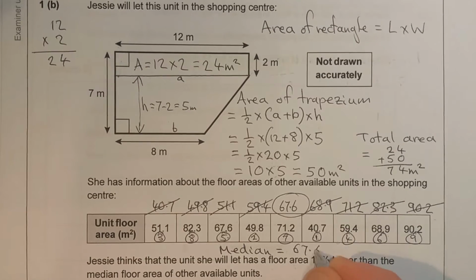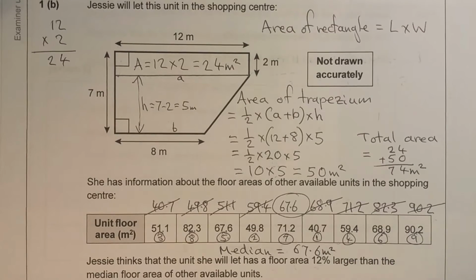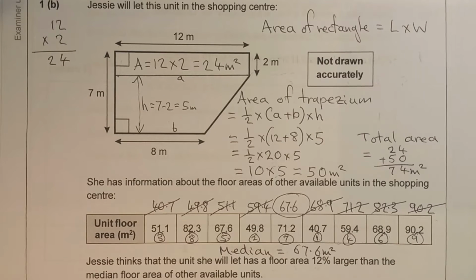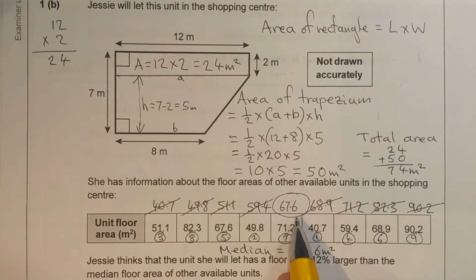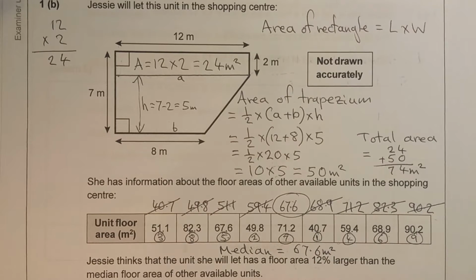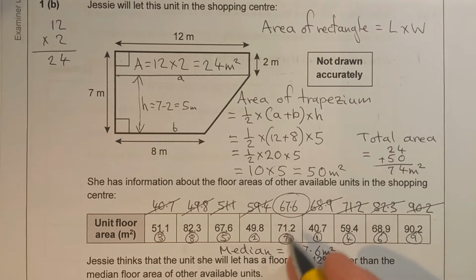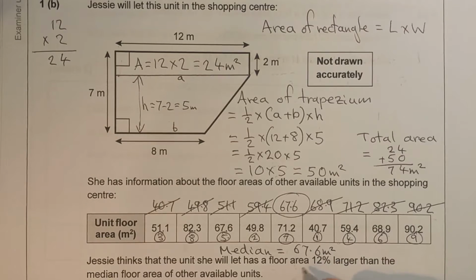is 67.6 meters squared. Okay, so Jessie thinks that the unit she will let has a floor area 12% larger than the median. So we want 12% larger than 67.6. Well, if we work out what 12% is, we can then add it on to find our answer. So we haven't got a calculator here. We could do 12 over 100 times 67.6. That feels like it's going to be quite messy.